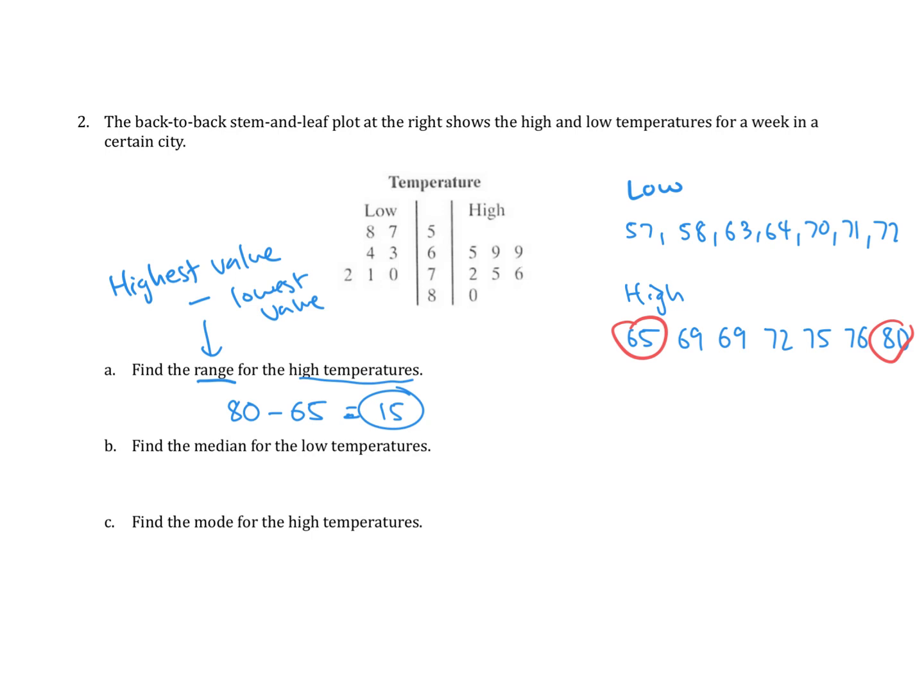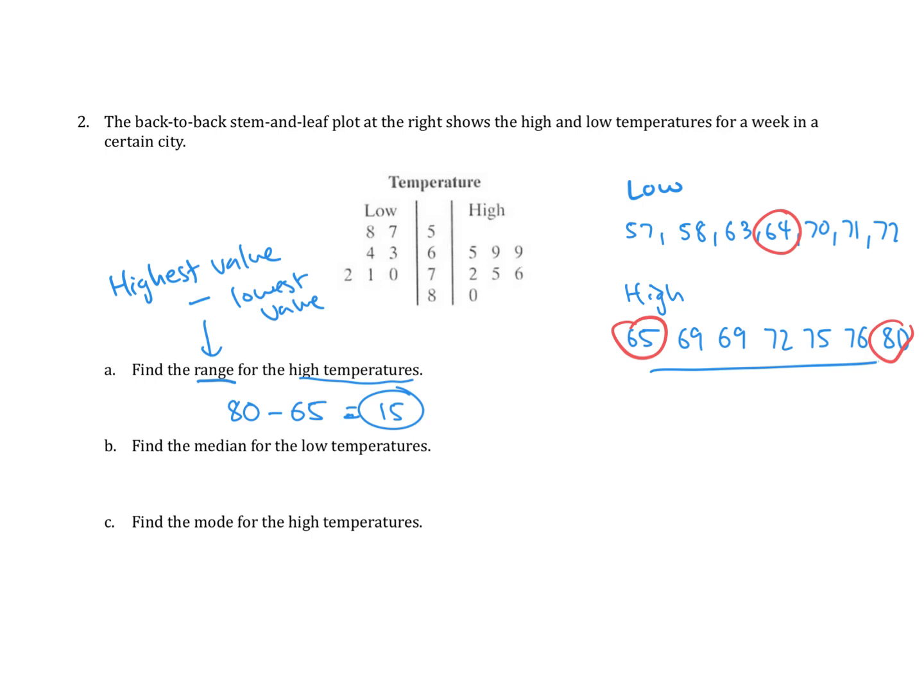And I didn't need to list the numbers out like this to be able to do that. I could have also just found the numbers here. There's 80 and 65, and I subtract. The next one says find the median for the low temperatures. Now, I can find the middle number where I've listed them. It's going to be 64.